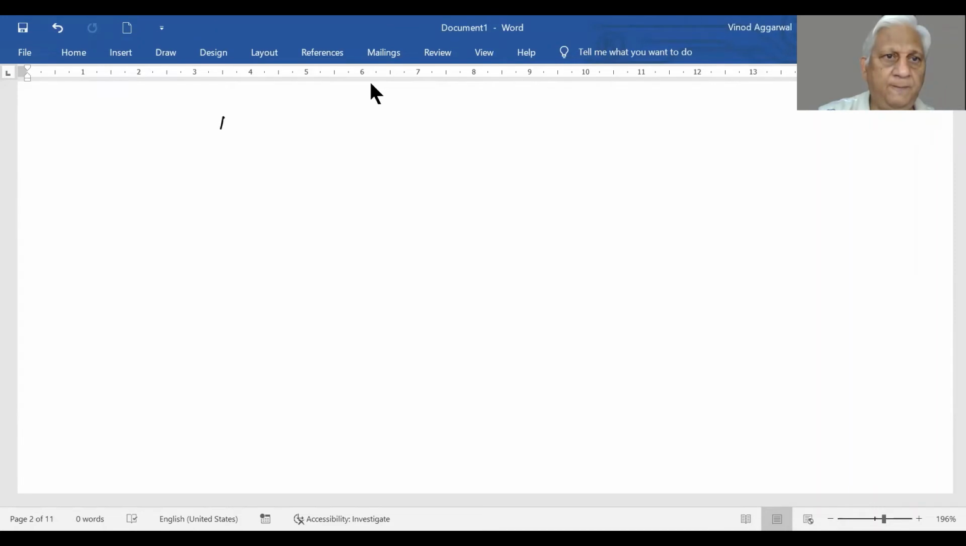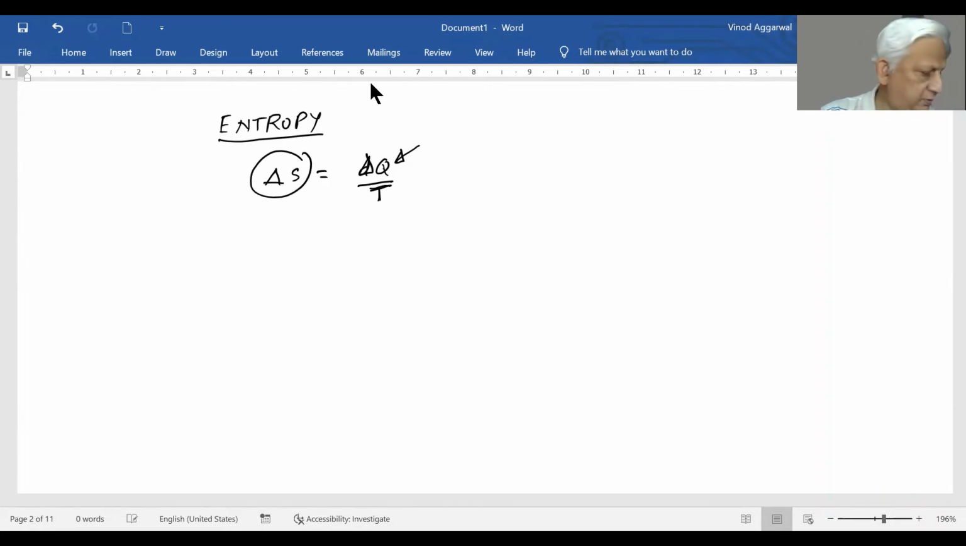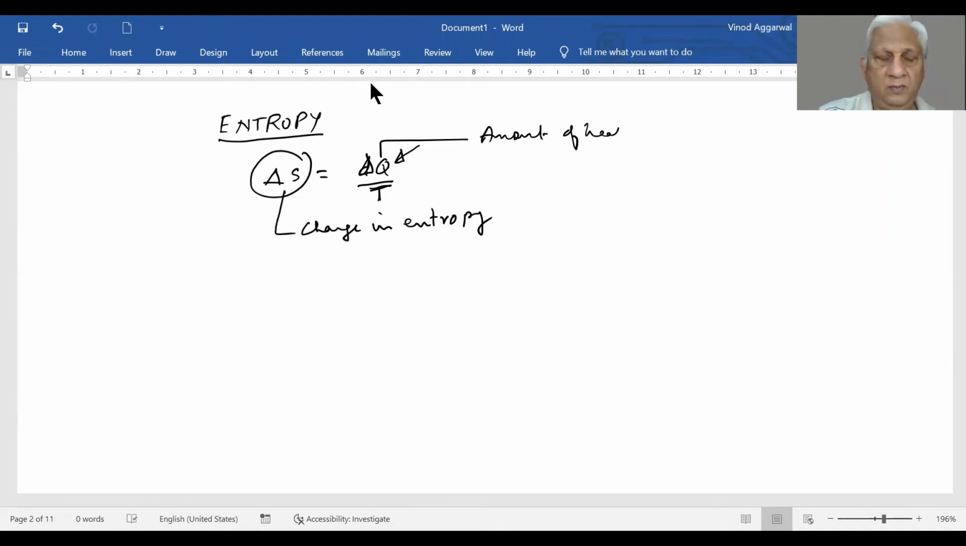Now the next topic is entropy. What is entropy? Empirically it is defined as follows: if we add or subtract any heat from the system at temperature T, its entropy changes by this much amount. This is the change in entropy, this is the amount of heat exchange, and T is the absolute temperature at which this heat transfer takes place.